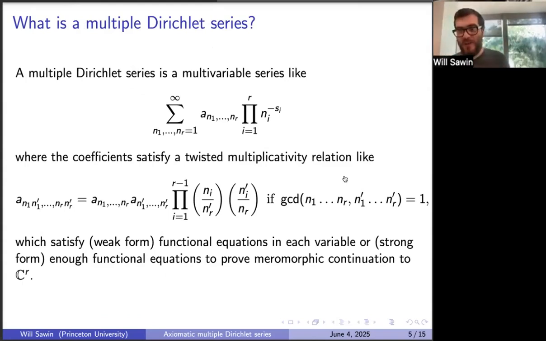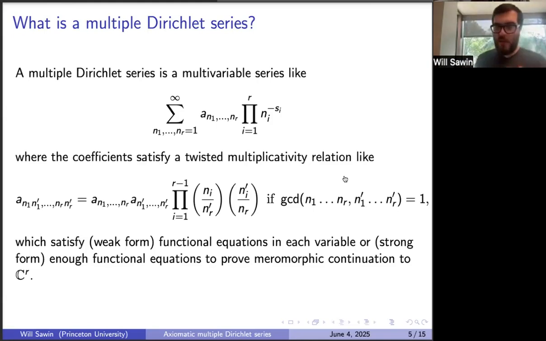In general, I'm going to talk not so much about interpreting these series. Some people have studied heavily how to interpret these series in terms of other number theoretic concepts, and I'm not going to try to do that in this talk. I'm just going to describe them directly by the properties that they have. The twisted multiplicativity on its own is not very interesting, so you have to put an additional condition.